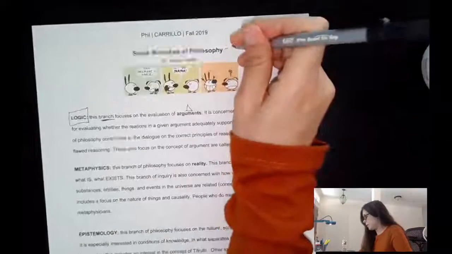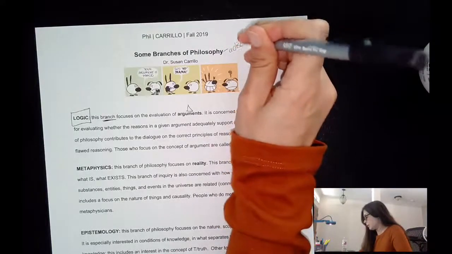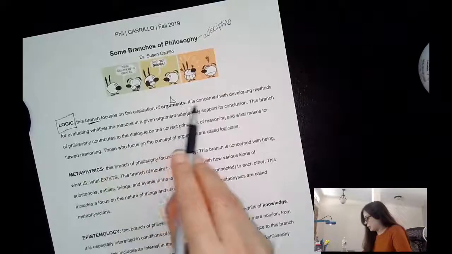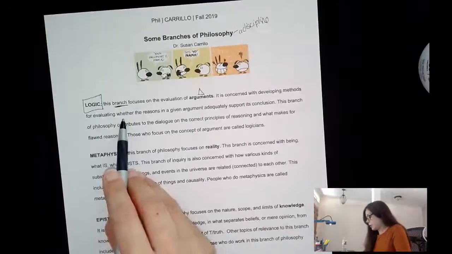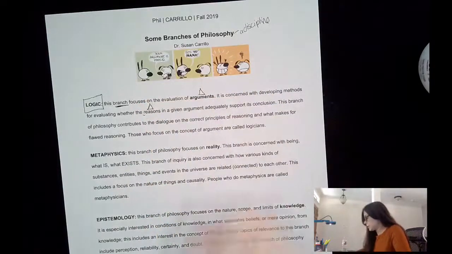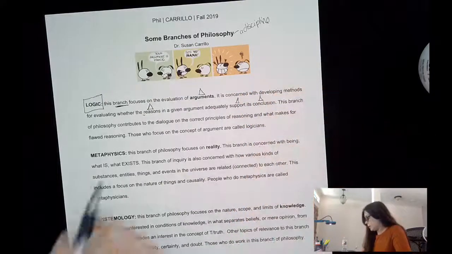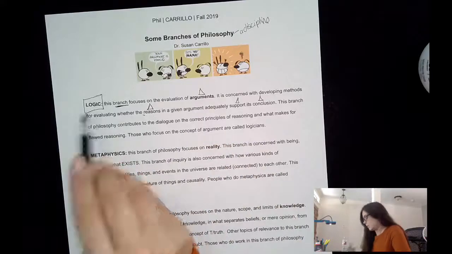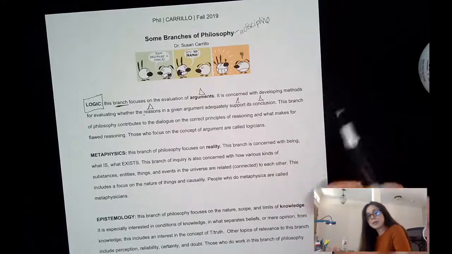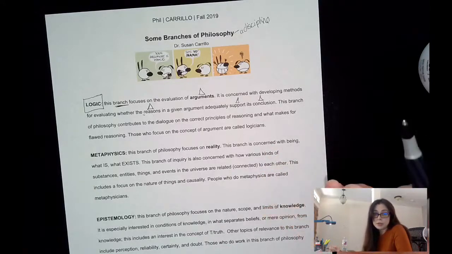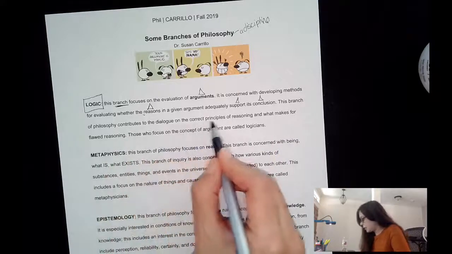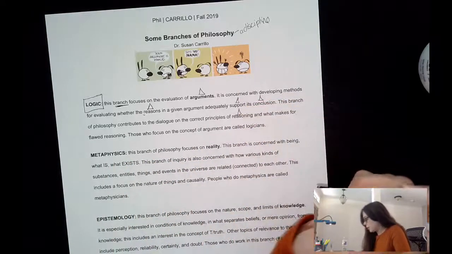So logic is a branch of philosophy. Philosophy itself, that word names a discipline. So a subject. All right. So the main concern of logic is arguments. It is concerned with developing methods for evaluating whether the reasons in a given argument adequately, so of course we've got reasons here, adequately support its conclusion. So these are words that name key concepts of concern to logicians. And so as you can see, we've been engaged with the branch of logic to the extent that we've been learning to construct, analyze arguments.